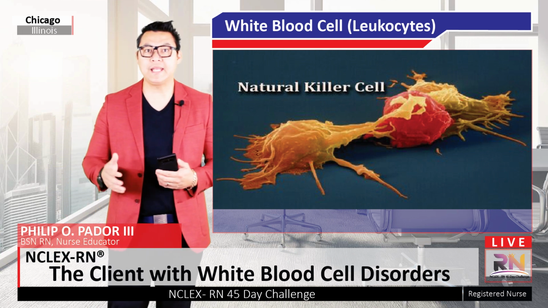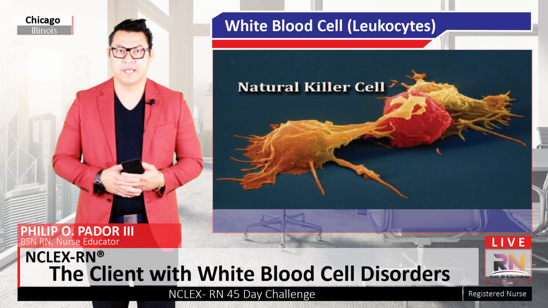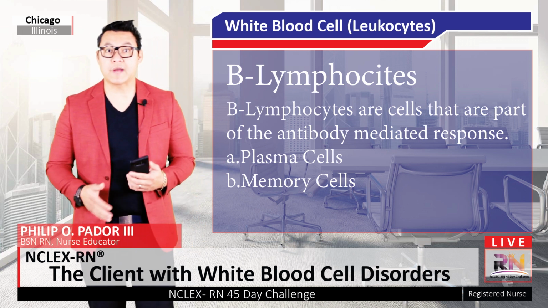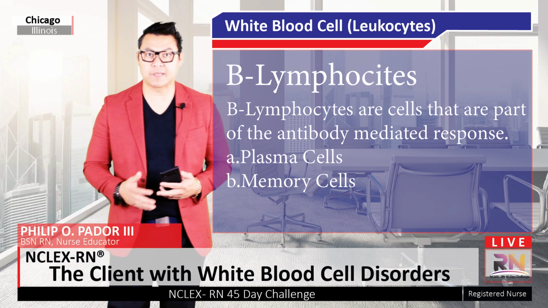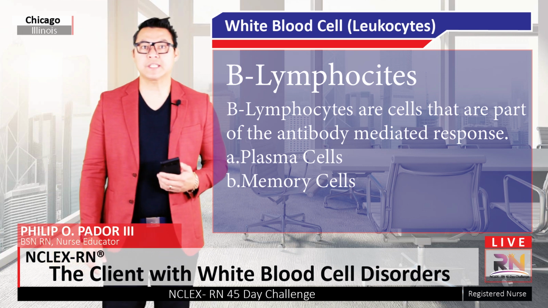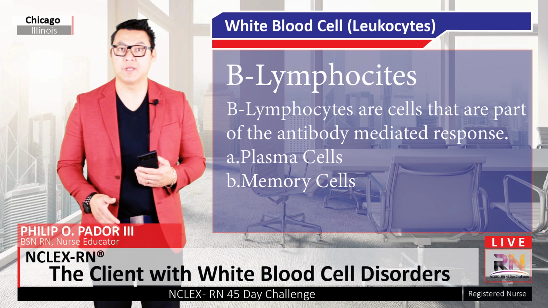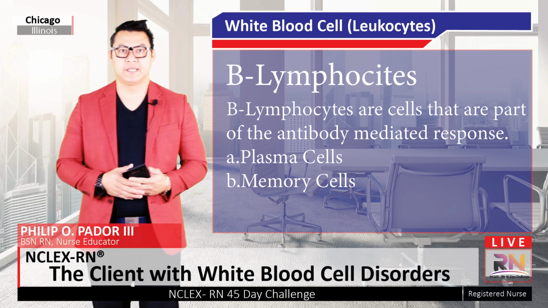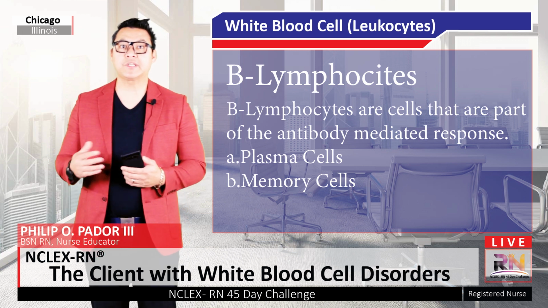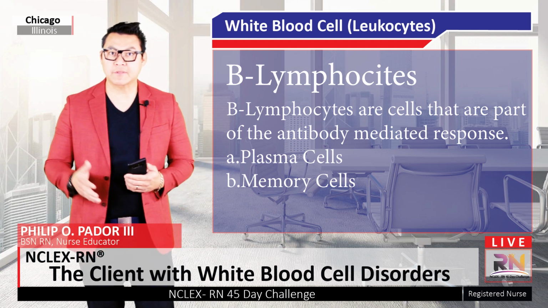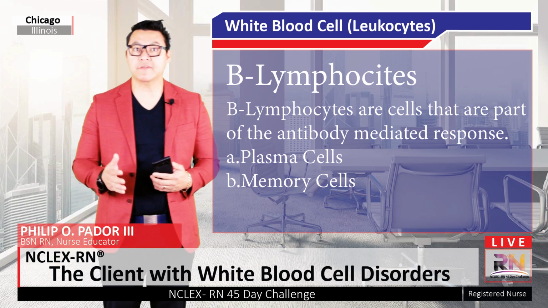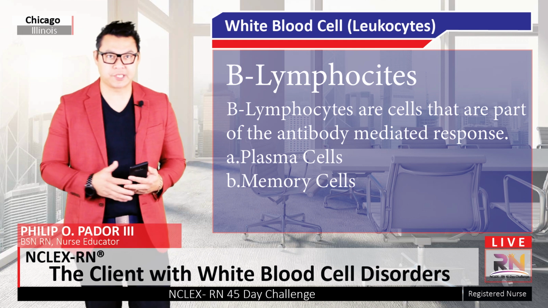Now what about the B lymphocytes and the T lymphocytes? Let's begin with the B lymphocytes. B lymphocytes are those cells of the antibody-mediated response system of our adaptive or acquired immune system. So these B lymphocytes are responsible for creating antibodies. These are proteins that travel inside our blood and play an important role in protecting us from infection. So B lymphocytes are cells that are part of the antibody-mediated response system.